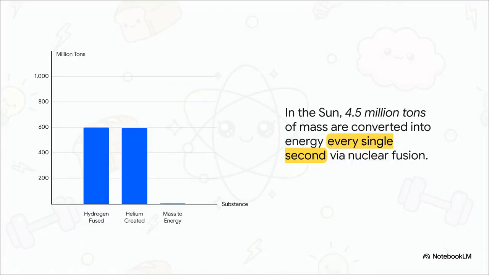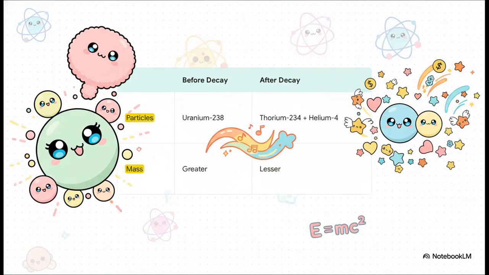Just think about the sun for a second. Every single second, it fuses about 600 million tons of hydrogen into helium. But if you look closely, the end product is actually a little bit lighter. About 4.5 million tons of mass simply vanish. So where does it go? It's converted directly into the enormous energy we see and feel as sunlight and heat, which makes all life on Earth possible.